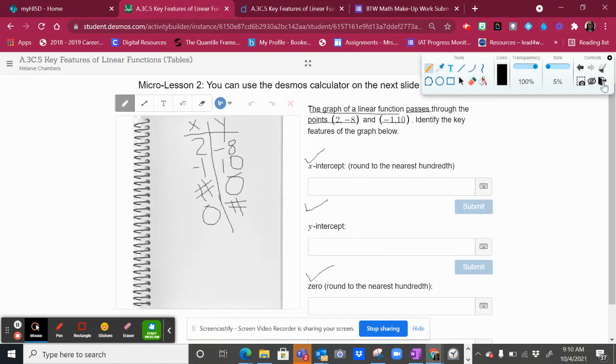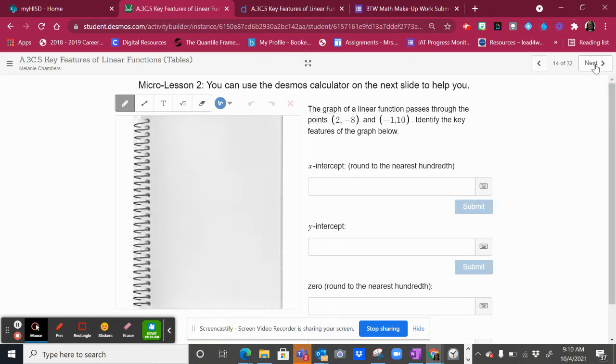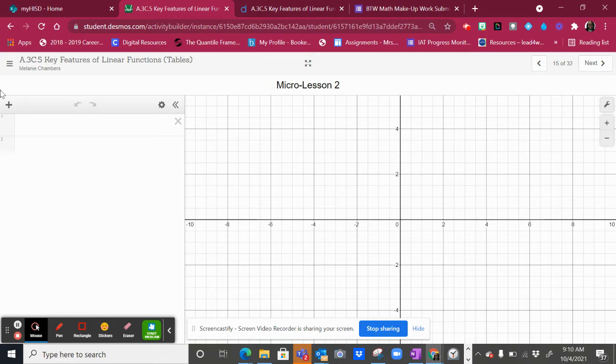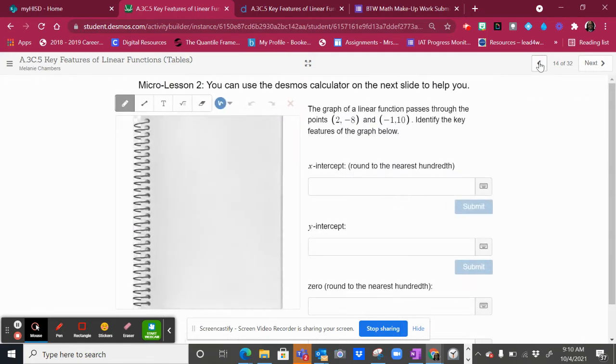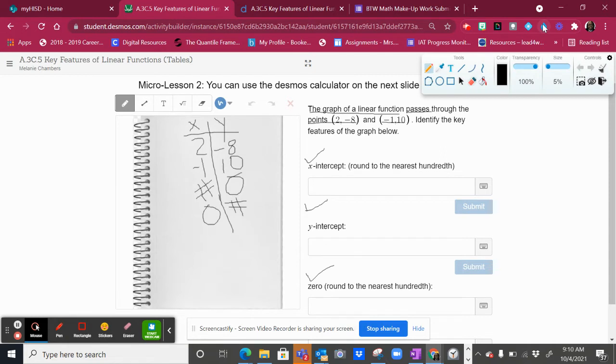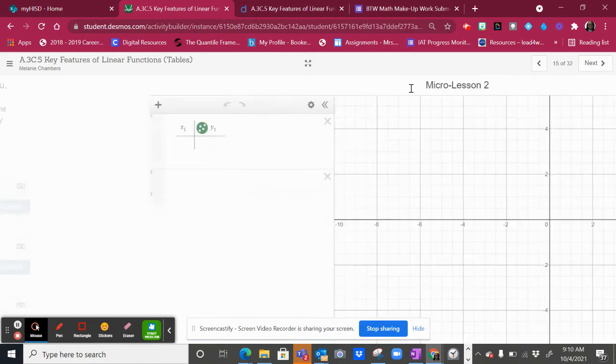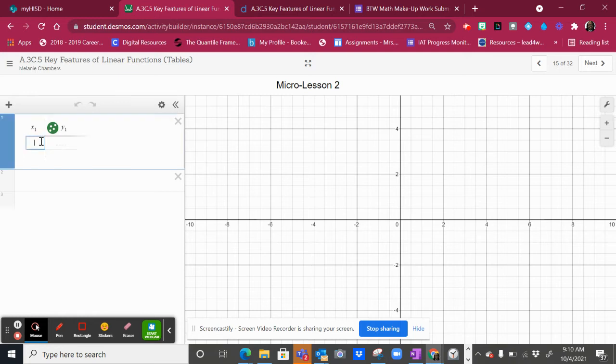Let me hide these controls. Here, go to the next screen. And we're going to create a table. So my table is with x and y. Remember, my first value was (2, -8), and then (-1, 10). So let's go here. We're going to put it in our table: (2, -8). The next value is (-1, 10).